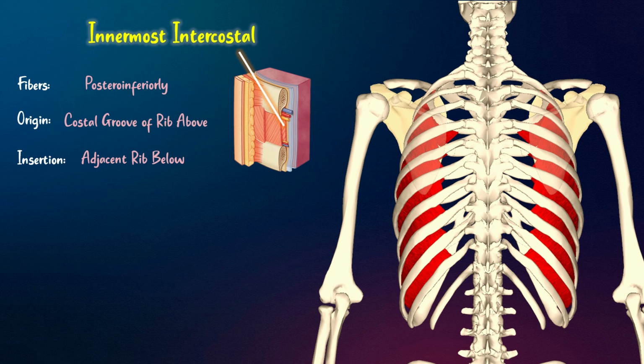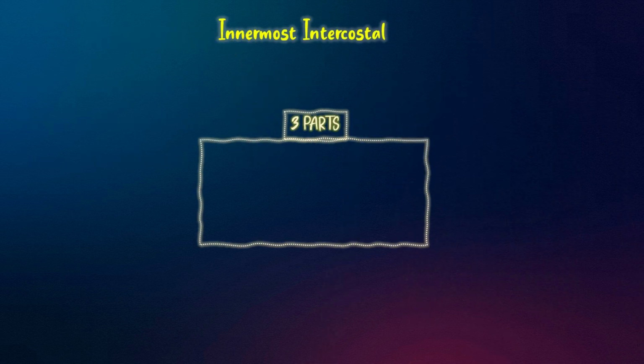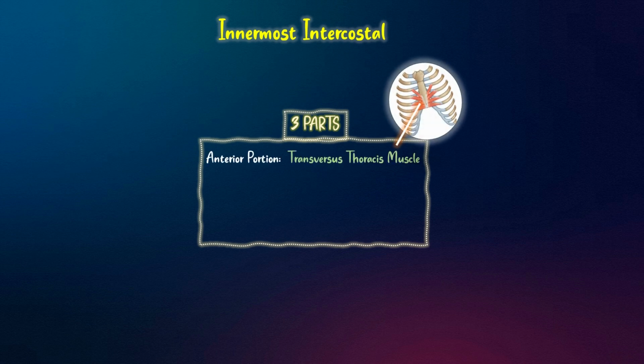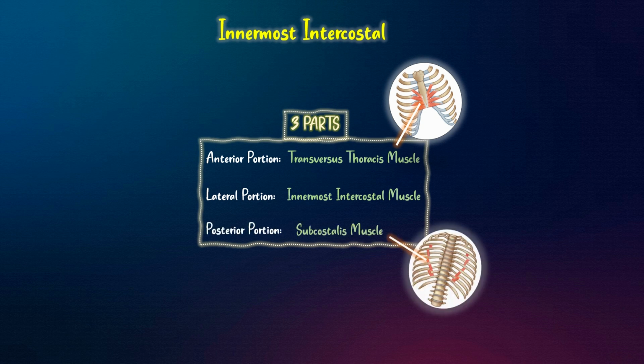Innermost intercostal muscles are divided into 3 portions, which are more or less separate from one another. The anterior portion is named as the transversus thoracis muscle. The lateral portion is the innermost intercostal muscle, and the posterior portion is the subcostalis muscle.